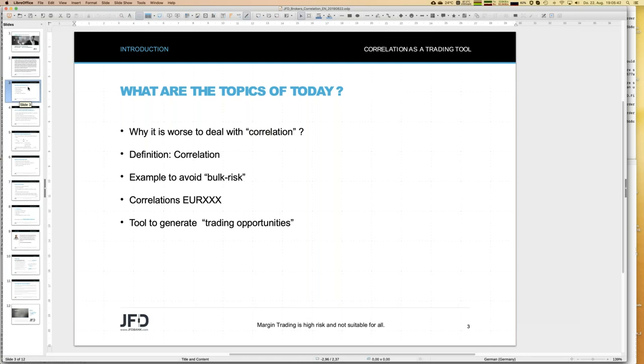Oh yeah, it is bulk risk. Okay, that's great. I got it. That's good. Good to know that I can really use that kind of phrase. Thank you for the English one here.